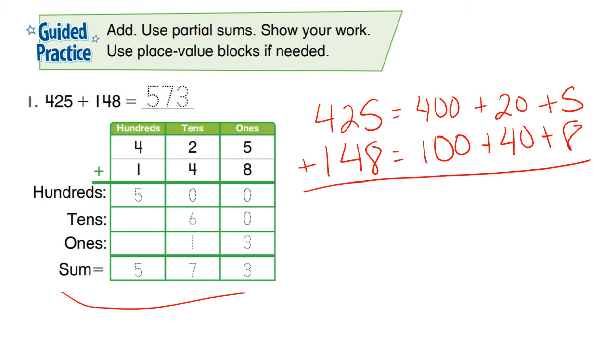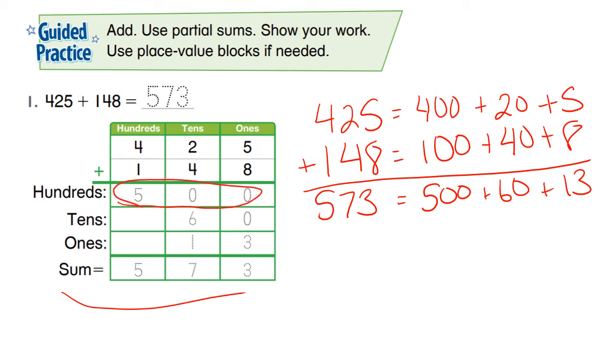So 400 plus 100 is 500. 20 plus 40 is 60. And 5 plus 8 is 13. When we add those together, 500 plus 60 is 560. 560 plus 13 is 573.